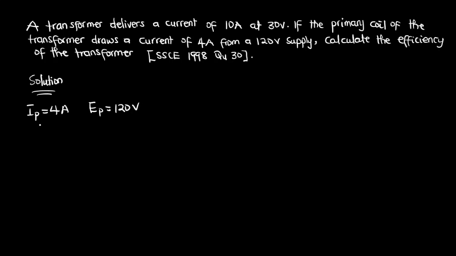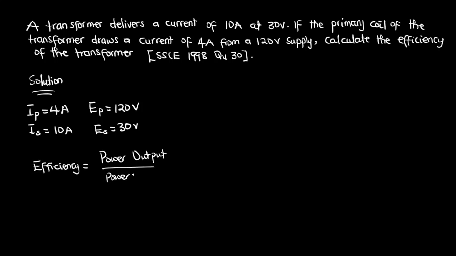So it means the current given to us over here is the current in the secondary coil, which is 10 amperes, and the voltage is the voltage in the secondary coil as well, which is 30 volts. So we have to calculate the efficiency of the transformer. Now to calculate the efficiency of a transformer, the efficiency is equal to power output over power input multiplied by 100, right?